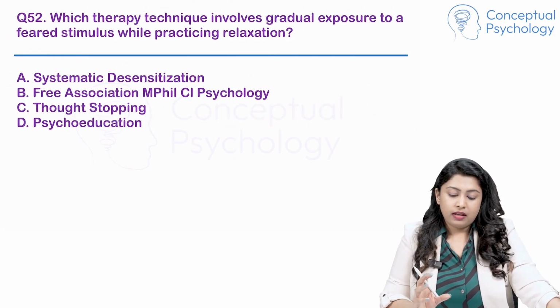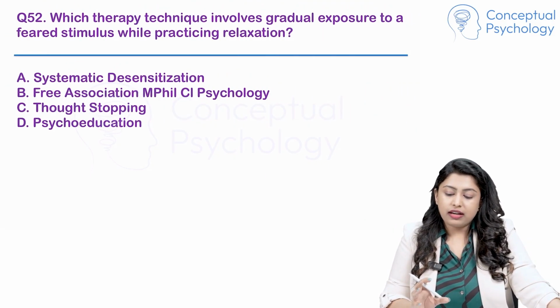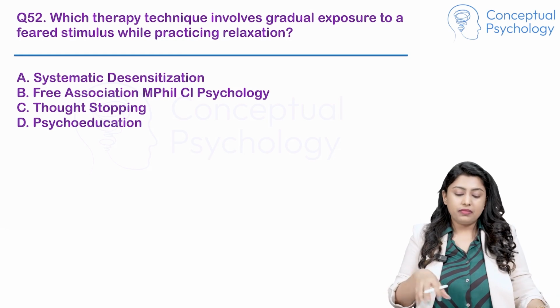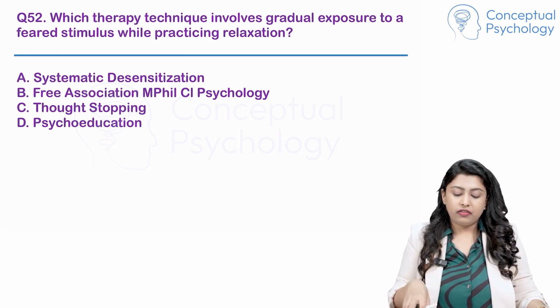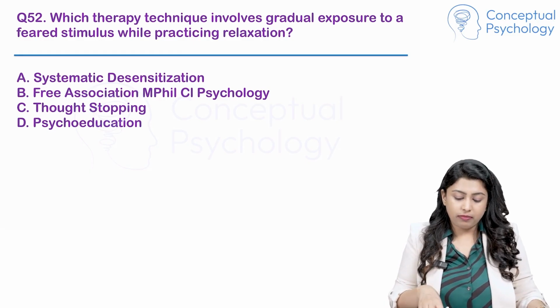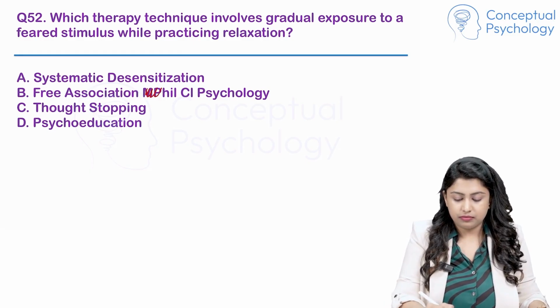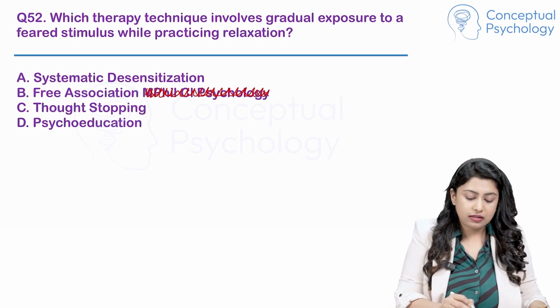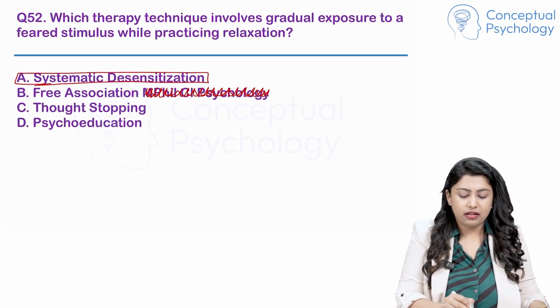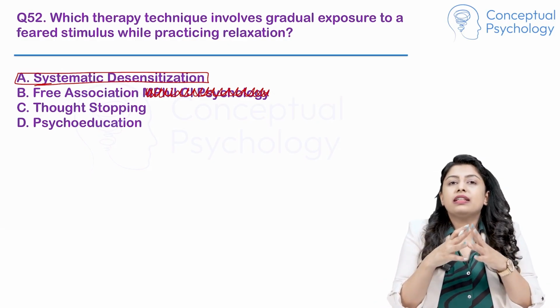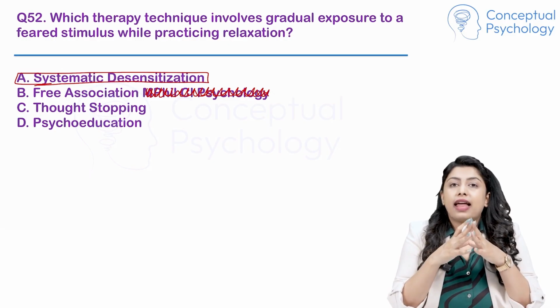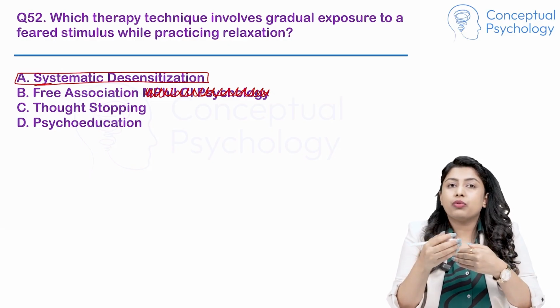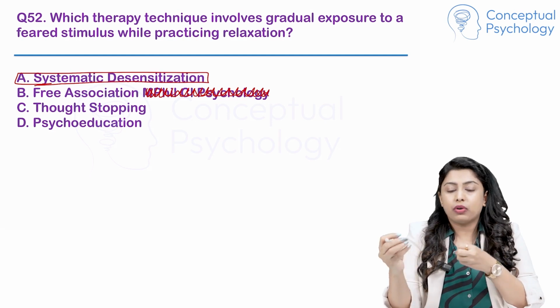Moving on. Which therapy technique involves gradual exposure to a feared stimulus while practicing relaxation? Systematic desensitization, free association, thought stopping, psychoeducation. Okay, so here systematic desensitization is the correct answer. Systematic desensitization combines relaxation training with gradual exposure to increasingly anxiety-provoking stimuli.